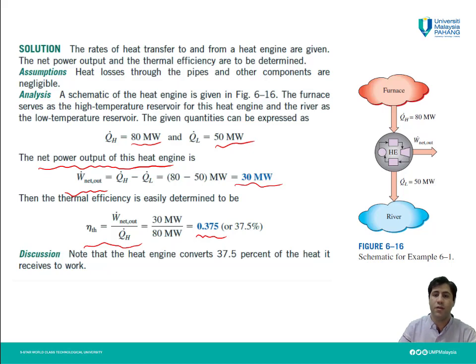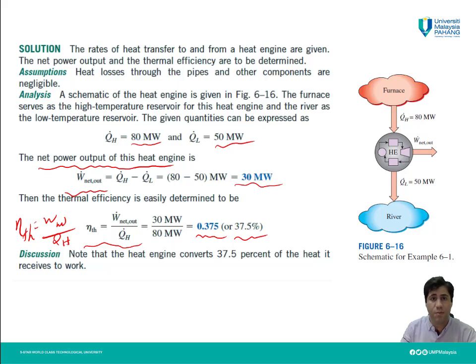In other words, the thermal efficiency of this heat engine is 37.5%. And if you notice here, because this equation was like this, W net divided by QH.